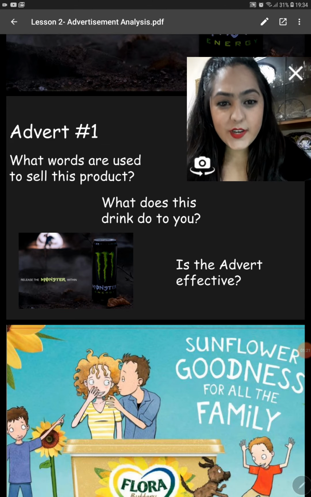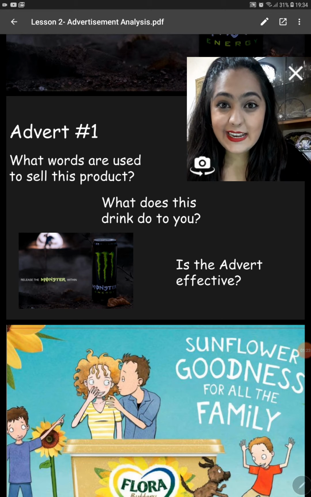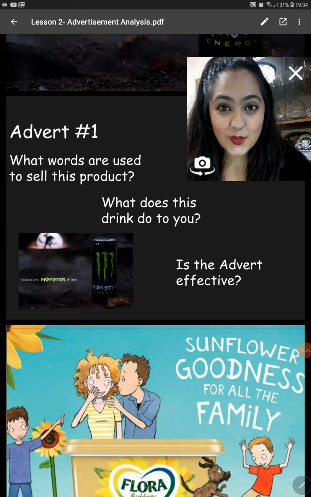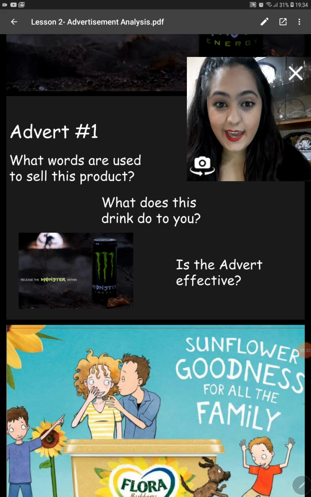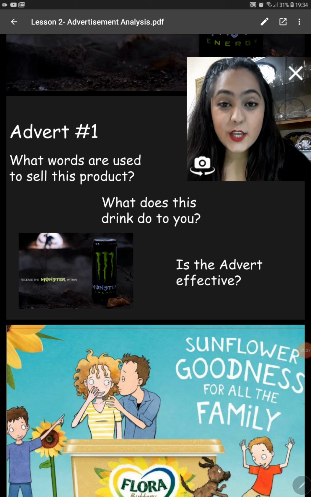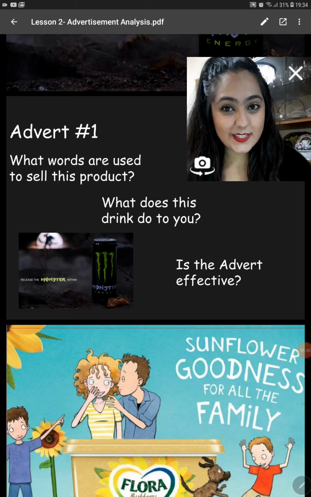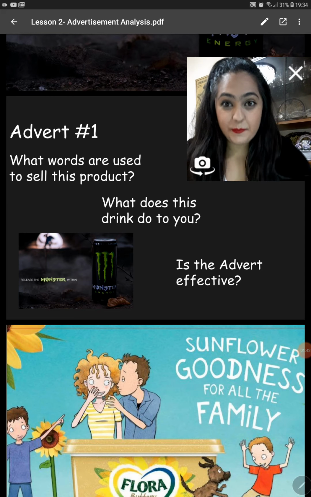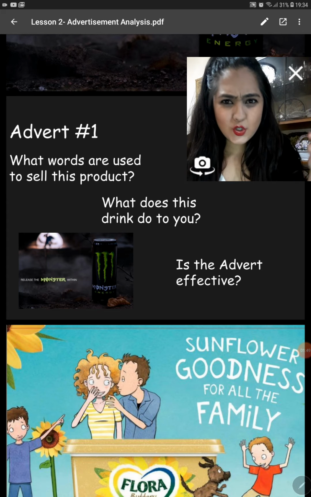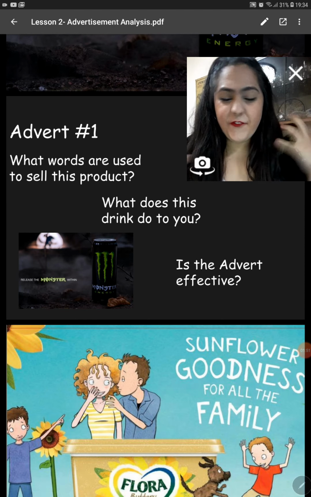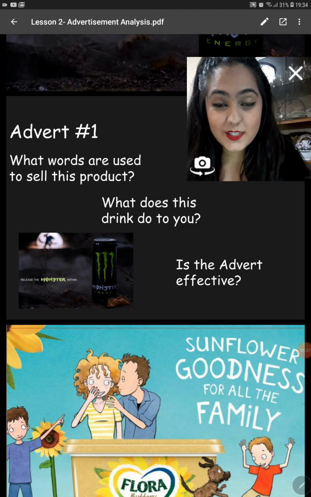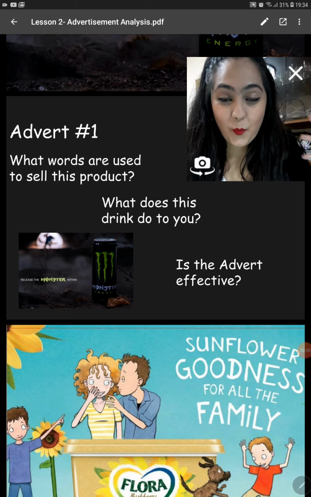The first question that you need to ask yourself when analyzing an advert is, what words are used to sell this product? Now, on the advert, we saw that it says, release the monster within. So, someone would want to buy this product because maybe it makes them become a monster and they'd like to become a monster. Or maybe it makes them so strong that they can fight any monster that comes their way. So that is how they would make you want to buy the product, by saying, release the monster within.